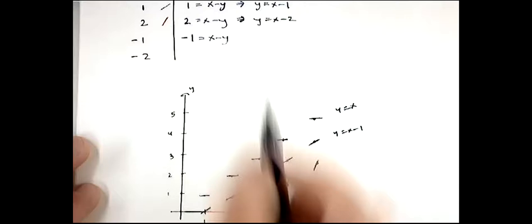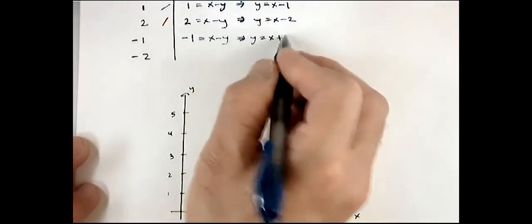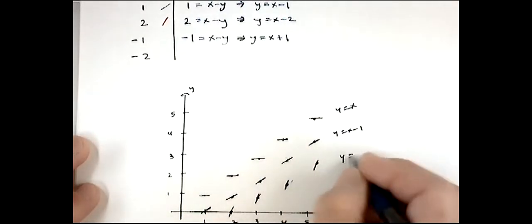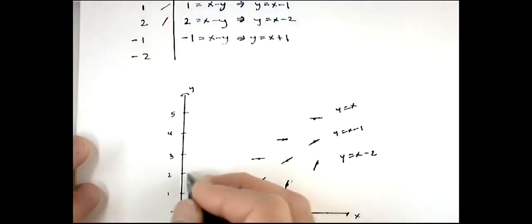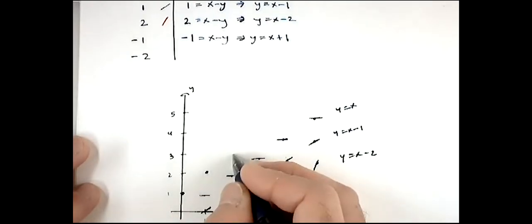And probably a good idea if you're going to do this strategy is to pick some positive slopes, but also pick some negative slopes. If I want to find where all my slopes are -1, that's going to give me y equals x plus 1, which is directly above. Remember, this is y equals x. This one was y equals x minus 2. So y equals x plus 1 would be going through here, here, here.